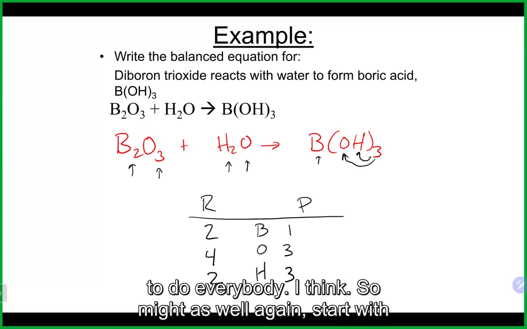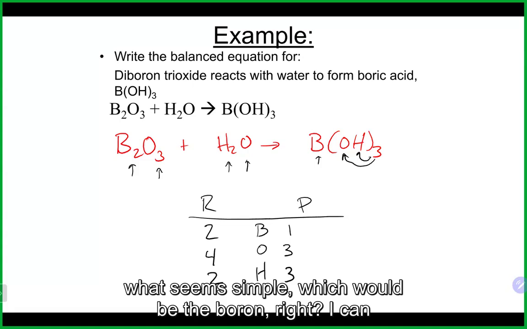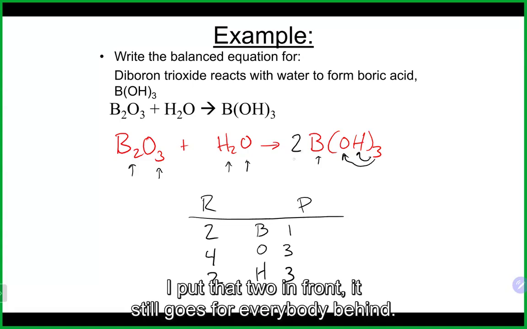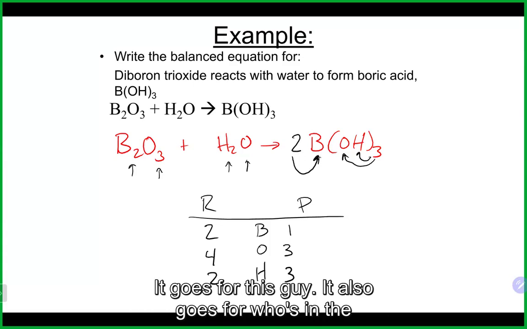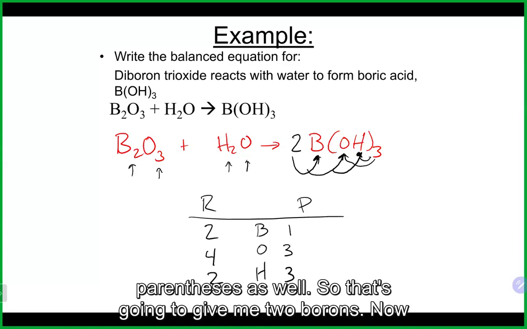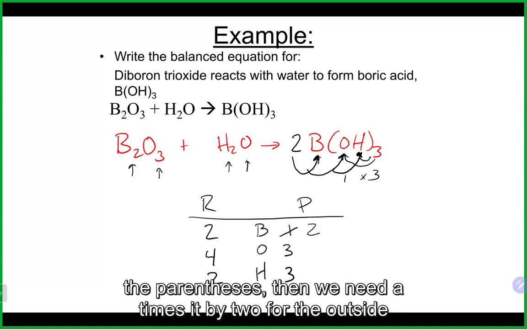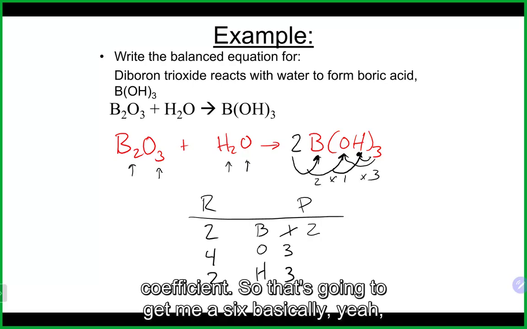So might as well again start with what seems simple, which would be the boron, right? I could easily fix the boron by putting a 2 in front, right? Now, when I put that 2 in front, it still goes for everybody behind. It goes for this guy. It also goes for who's in the parentheses as well. So that's going to give me 2 borons. Now for the oxygen, we already have basically 3 times 1 for the parentheses. Then we need to times it by 2 for the outside coefficient. So that's going to get me a 6 basically, yeah.